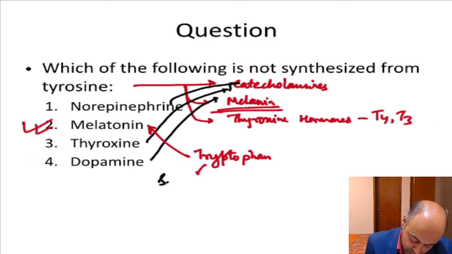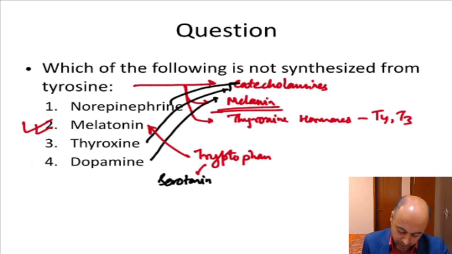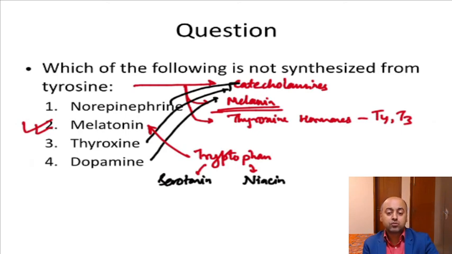Tryptophan also gives rise to serotonin. And you already mentioned that tryptophan will give rise to niacin, that is vitamin B3. So there are different products coming out from tryptophan.